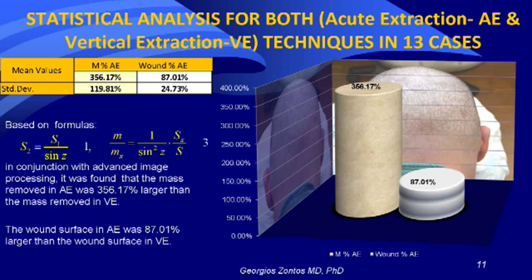But the most important aspect of this study is the calculation of tissue damage in acute extraction in contrast to that in vertical extraction. By using formulas 1 and 3, it was found that the average mass of tissue removed in acute extraction is 356% larger than that in vertical extraction, while the average wound surface in acute extraction is 87% more than in vertical extraction.